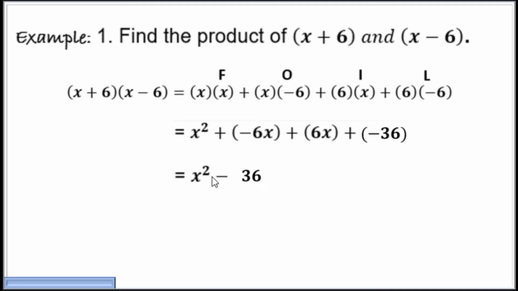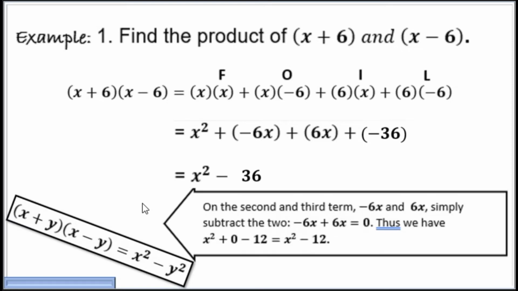x raised to the power of 2 minus 36. Since they both have the same exponents, we can simplify this. And unlike signs, positive and negative, we subtract. Okay, 6 minus 6 is equal to 0, so that becomes 0. So what remains is x squared minus 36. So on the second and third terms, negative 6 and positive 6, simply subtract the two, and that will become 0. Thus we have x squared plus 0, minus 36, which is equal to x squared minus 36.